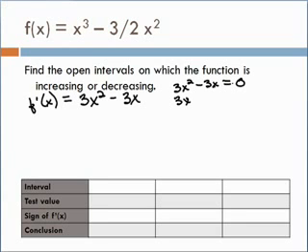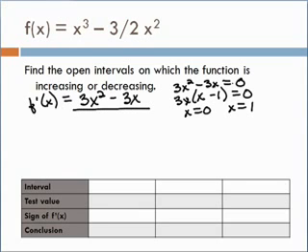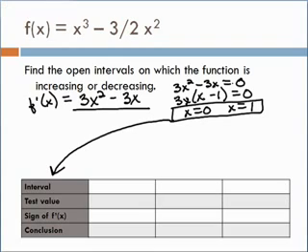So I can factor out a 3x. So I get an x of 0 and I get an x of 1. We also have to look at where the function is undefined, and it's a quadratic function, so it's never undefined. So these are my only two critical values. From those critical values, we set up the intervals. And it's always just open intervals, so I have to go in between those.